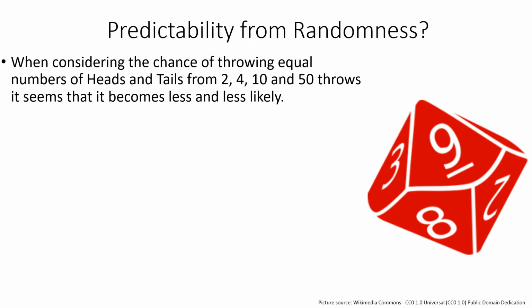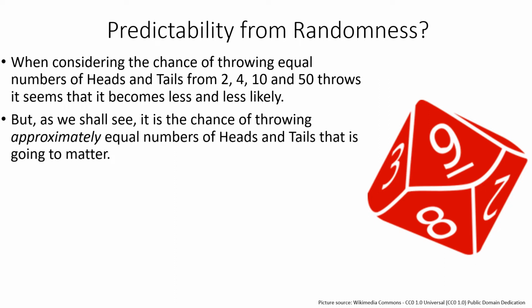So if you toss the coin twice, it's 50-50. If you toss the coin 4 times, it was 6 out of 16, wasn't it? So that was 38%. If you toss the coin 10 times, that came out at 25% likely. And if you toss the coin 50 times, it's only 11% likely that you get half heads and half tails. So what on earth is going on here?